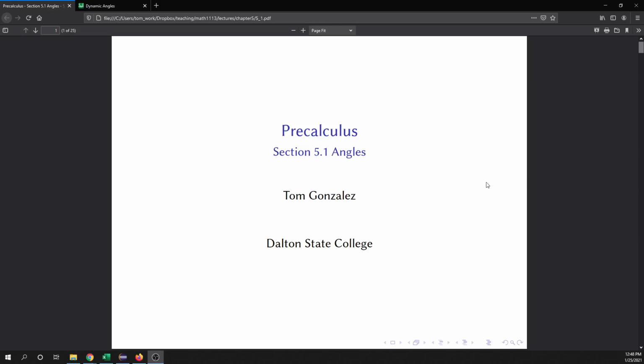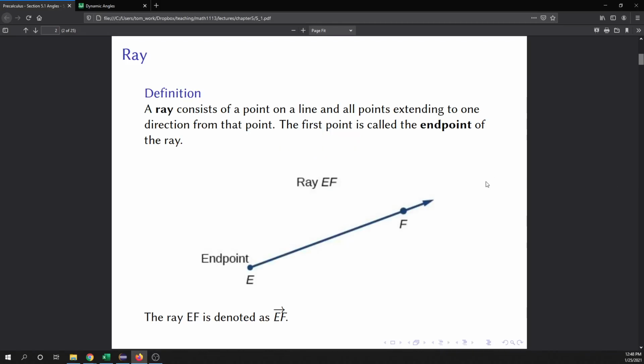All right, in this video we are going to talk about angles. First off, we'll start with the definition of a ray. A ray is essentially a half line. You start with a line and pick some point on the line, and then take all the points on one side of it. That's essentially what a ray is. It's a half line.